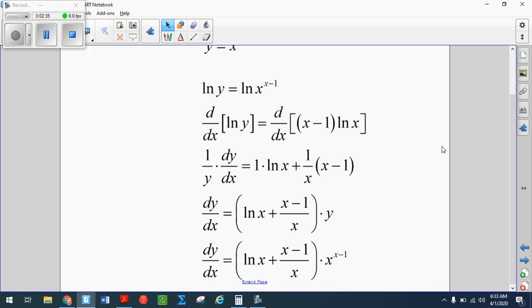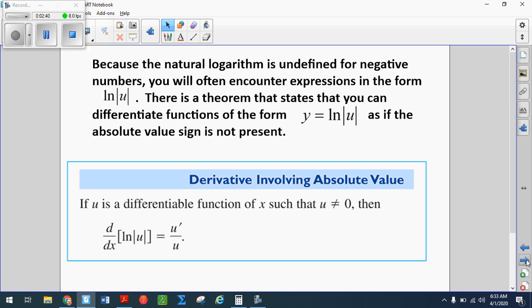Before I get into the other main use for logarithmic differentiation, I would point out a property. And I don't want to read this off to you because you can read it. But essentially, when you're working with logarithmic expressions, you're going to see absolute values, and the reason they say natural log u is because u represents some function. So if I said natural log of x squared, u would equal x squared. If I said natural log of 2x plus 5, the 2x plus 5 is my u.